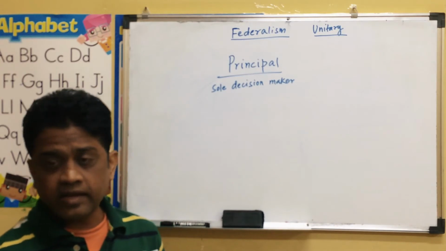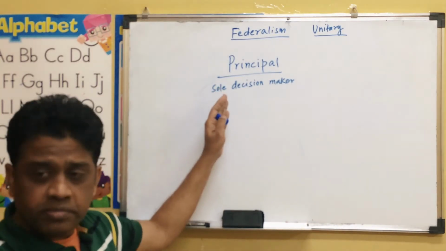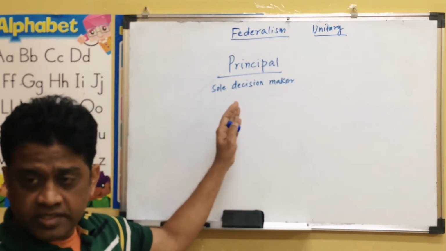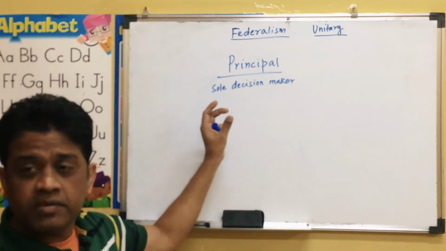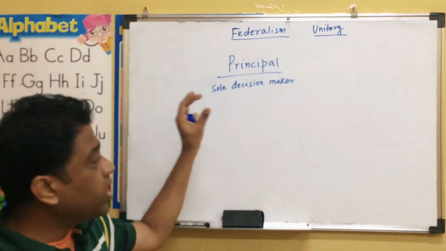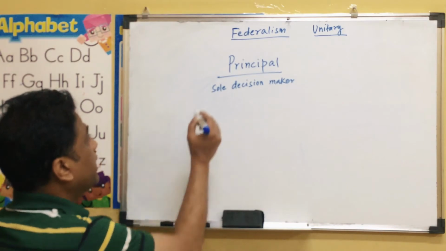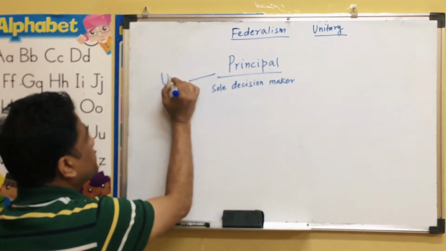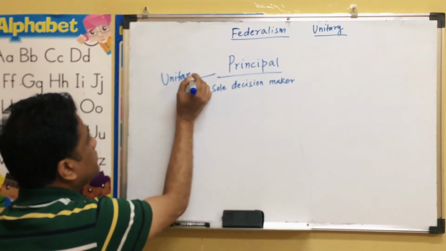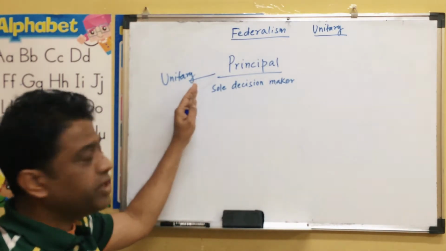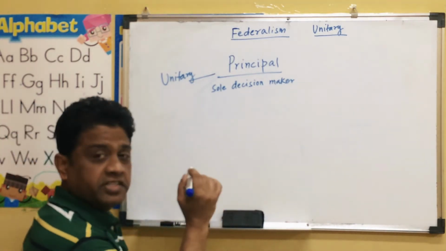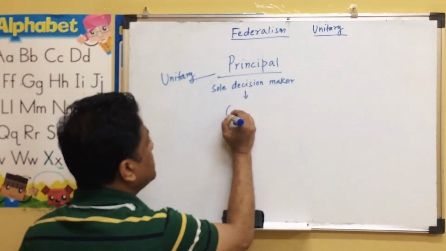And when one person takes all the decisions, or when the decision making is at one place, it is called a unitary system. In a unitary system, the decision making is centralized.